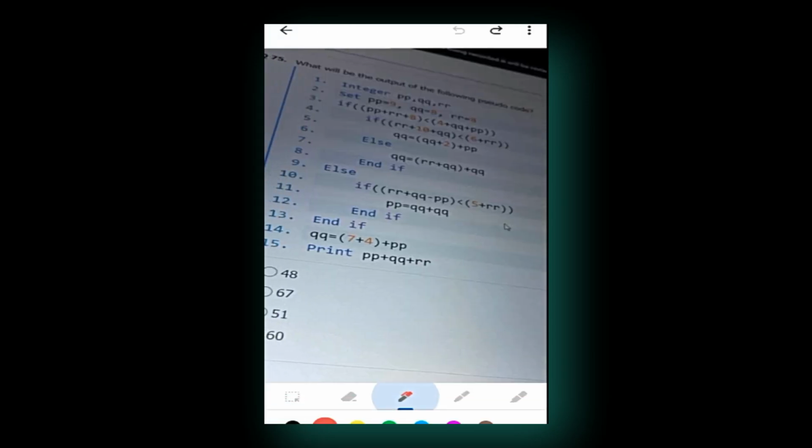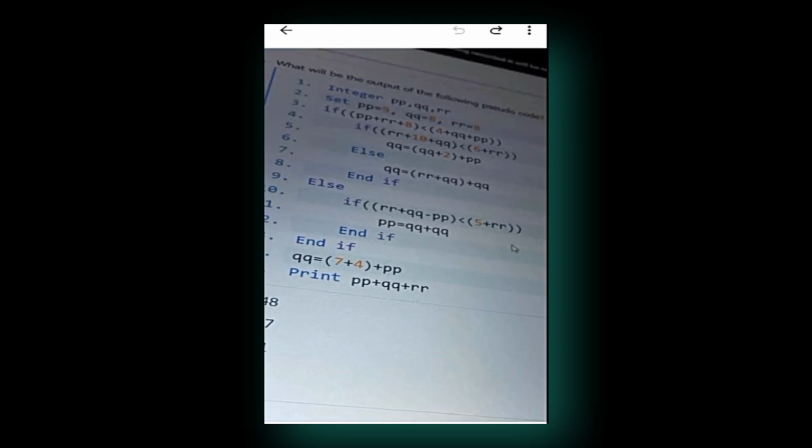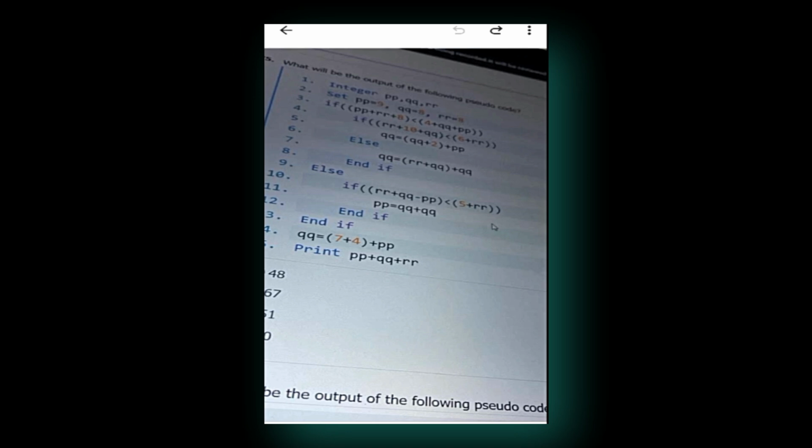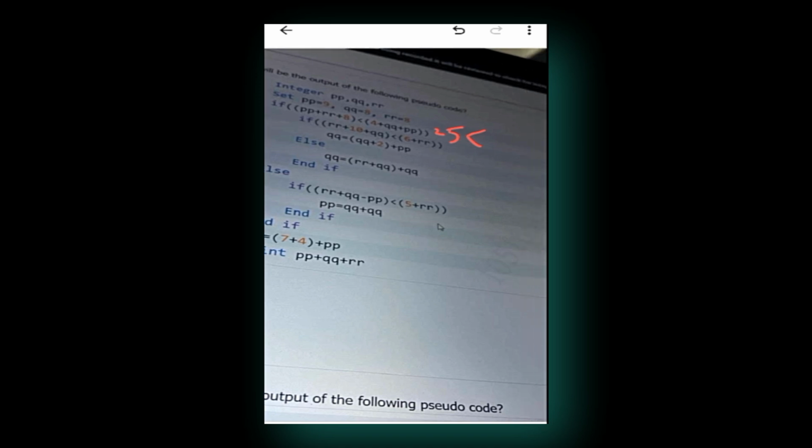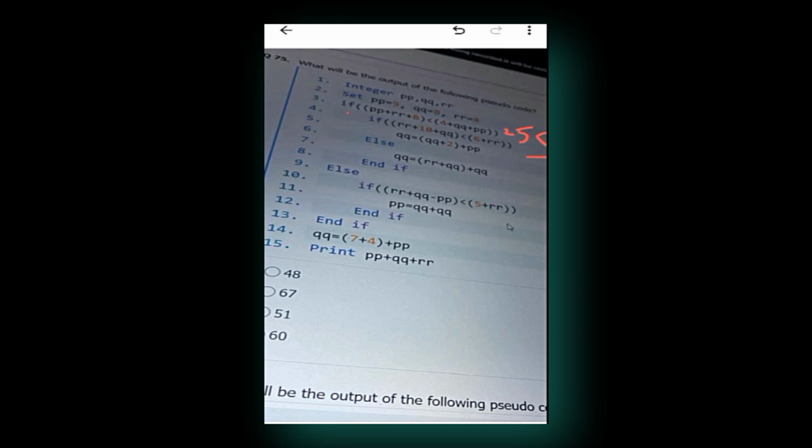So at first the values of P, Q and R are initialized: P is equal to 9, Q is equal to 8 and R is equal to 8, right? So let's check the if block. P is P plus R plus 8. So P is equal to 9 plus R is equal to 8, right? So 9 plus 8 is equal to 17 plus 8, that is 25, right? So 25, if it is lesser than 4 plus q plus p, so q means 8, p means 9, so 8 plus 9, that is 17 plus 4, that is 21, right? So 25 is not lesser than 21, so the if block becomes false. So we'll directly jump to the else block, right?